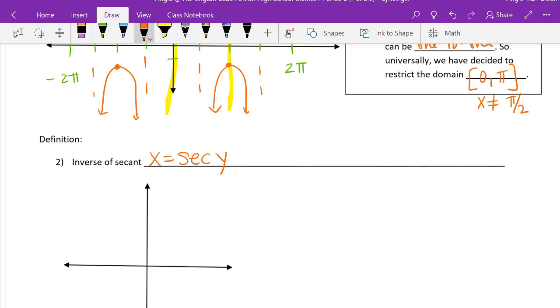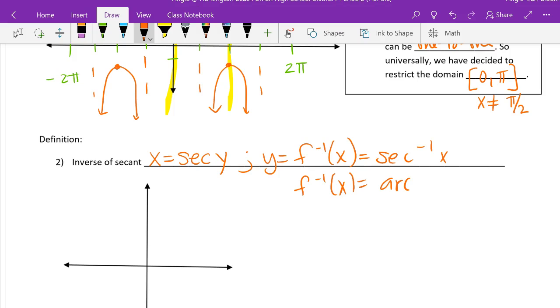x equals secant of y. Okay, solve for y, so y equals, which as inverse notation, we use f inverse of x, equals what? Okay, arcsecant or secant inverse of x. Like Ashley said, you can also use arcsecant of x. It's really up to you.